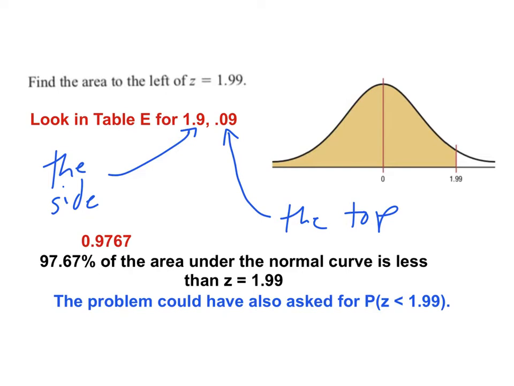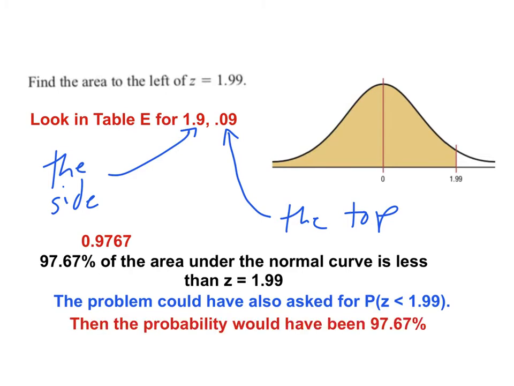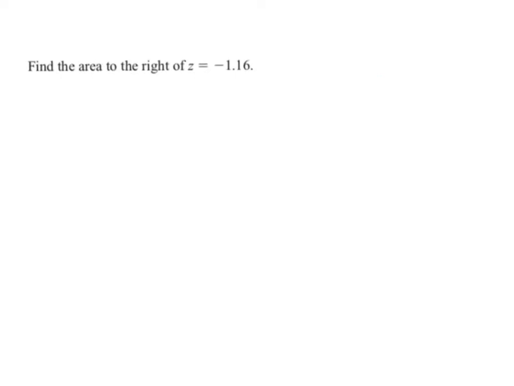All right. Let's look at one to the right. Oh yeah, the probability would have been the same thing that I just said. Okay, so let's look at one to the right. Okay. The area to the right of z equals negative 1.16.